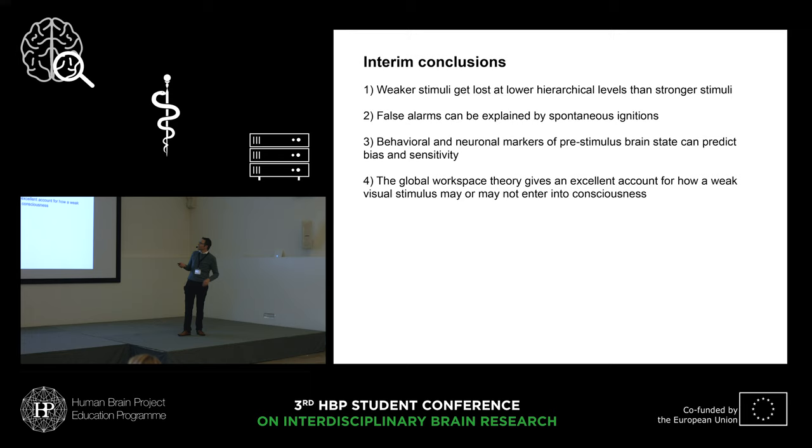Okay, so basically what we see is that weaker stimuli tend to get lost at lower hierarchical levels than stronger stimuli. False alarms can be explained by spontaneous ignitions, and we see that behavioral and neuronal markers of pre-stimulus brain state can predict bias and sensitivity. And we see that the global workspace theory does an excellent job in explaining those results.